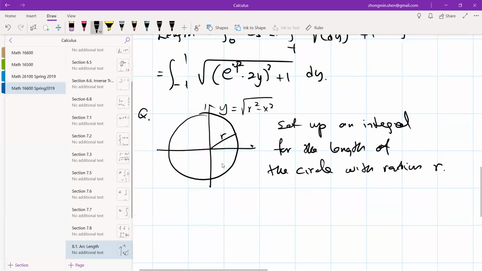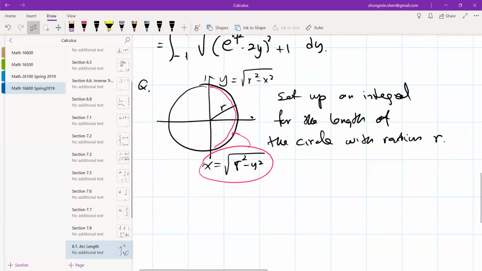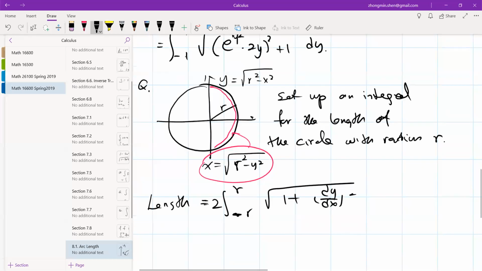You can also use the right semicircle. The right semicircle will be x equals the square root of r squared minus y squared. This is for that portion. So really it doesn't matter which one you're going to use. So the length is going to be, doubling it, the integral from negative r to positive r of the square root of 1 plus (dy/dx) squared, dx, right? If this is the upper semicircle, find the length of the upper semicircle, double it, and you get the length of the whole circle, the circumference, okay?